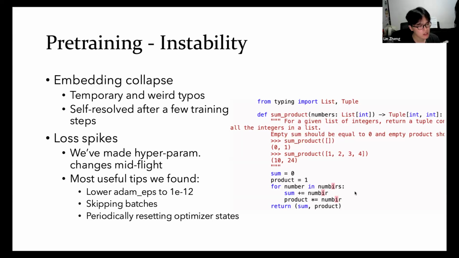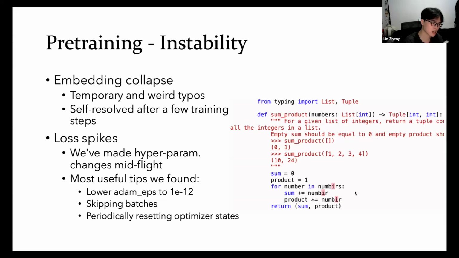Anyway, we also found some other unstable issues like loss spikes, but not very frequent. We also made some hyperparameter changes along the way during pre-training. The most useful tip we found is that lowering the Adam optimizer's epsilon to a much lower value really helped a lot, stabilizing the training run and speeding up convergence. Another technique we use very often is to skip batches whenever there is a spike: we skip the several batches that led to the spike and roll back the checkpoint to an earlier state, which should still be healthy.